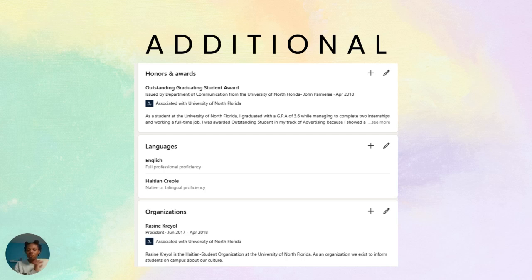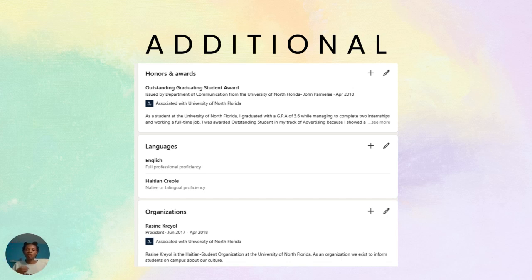So my last award was Outstanding Graduating Student Award, and I explained what that meant, what my GPA was, how I had a full-time job in college while I still completed 2 internships and I graduated with a GPA of 3.6. I talk about these things extensively. There's a see more button because there is more to that.